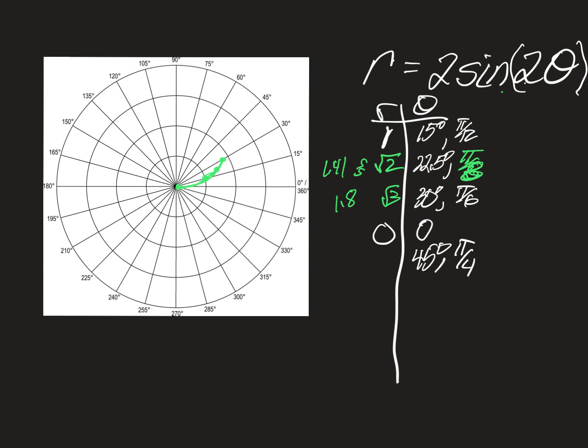Now, 45, if we plug in pi over 4, we get 2 times pi over 4 is pi over 2. Sine of pi over 2 is 1. 1 times 2 is 2. So on the 45 degrees, we get 2. So what we see is we're starting to get a little loop here.